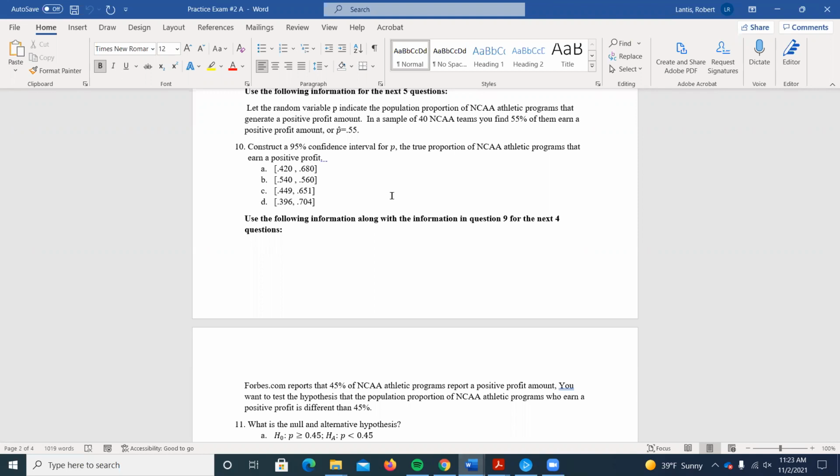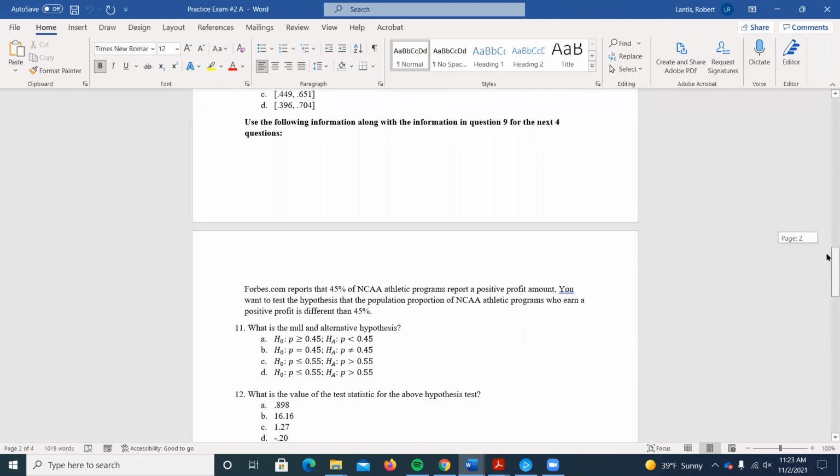So 0.55 plus 1.96 times the square root of 0.55 times 0.45 over 40. So I believe 0.704 is that upper bound. So D will be the right answer. For the sake of time on the exams, notice that most of the time, if you find the correct upper bound, you can right away identify what the confidence interval is, so you don't have to waste your time calculating the lower bound.